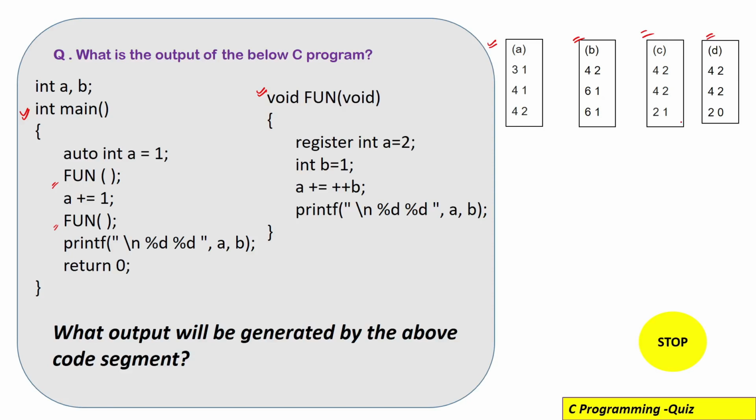I hope you have got the answer. So the correct answer for this question is option D. That means 424220. This will come as the output of this given code.